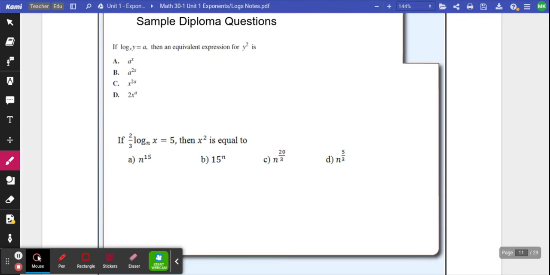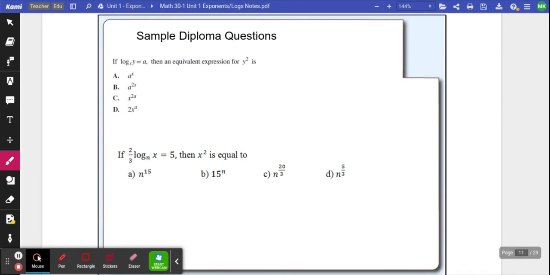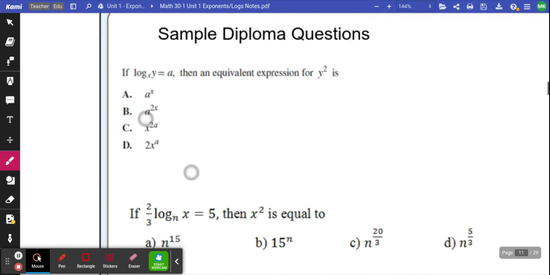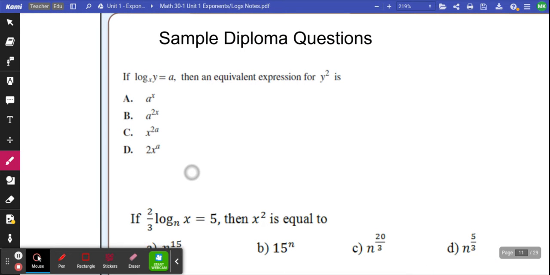Okay. Diploma style questions. My guess, I didn't put these on here, Michelle would have. My guess is that these came from a diploma exam. So she probably found these off of an old diploma.